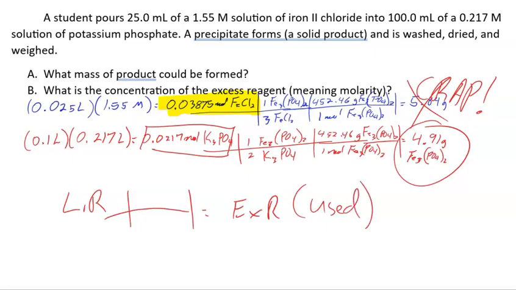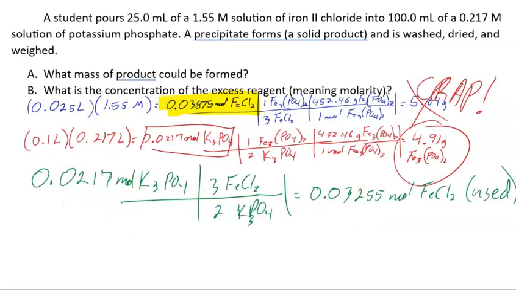Whenever we calculate through the 4 boxes, if we're calculating a reactant, we're calculating used. If we're calculating a product, we're calculating formed. That's what we're calculating. All right, in green, I went from the limiting reagent to the excess reagent.